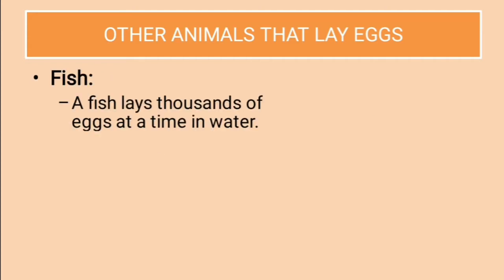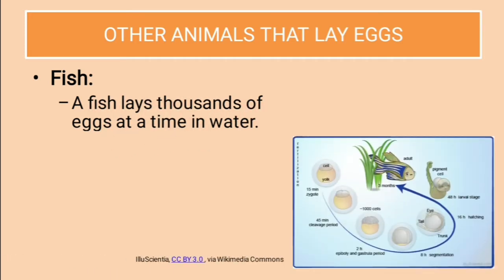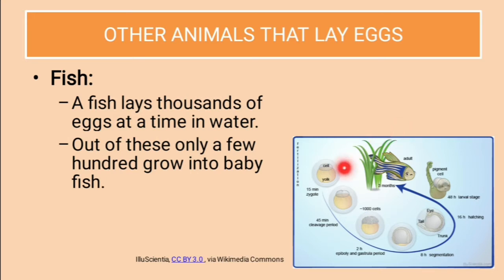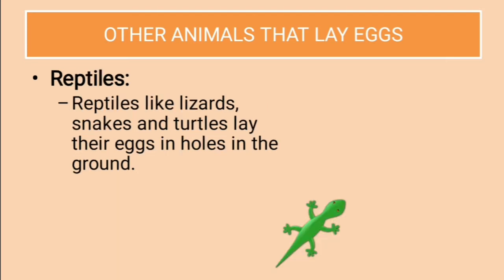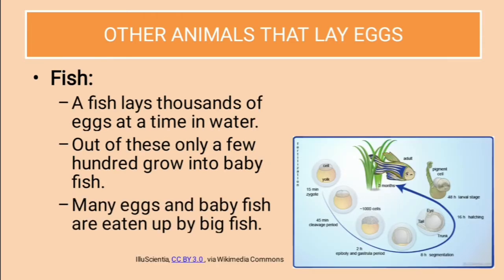Then, talking about fish, fish lay thousands of eggs at a time in water. Out of this, only a few hundred grow into a baby fish. Many eggs and baby fish are eaten up by big fish. So, it's really difficult for fishes to survive because there are many big fishes out there. Also, there are a few other animals like human beings who feed on fish. So, बहुत कम फिश बच जाते हैं इससे.